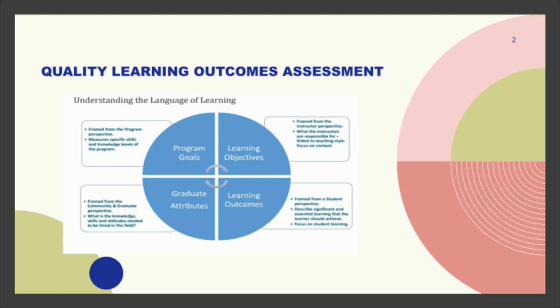Learning outcomes. Framed from the student's perspective. Describe significant and essential learning that the learner should achieve. Focus on student learning. Graduate attributes. Framed from the community and graduate perspective. What are the knowledge, skills, and attributes needed to be hired in the field?